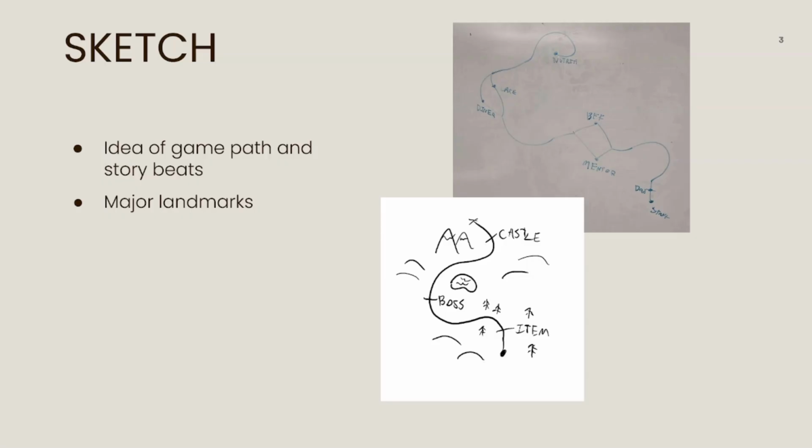The first thing you should be doing is creating a very basic sketch with just the idea of a game path and the basic story beats. Additionally, you want to add on your major landmarks so that you have the terrain to make. But very, very basic stuff.